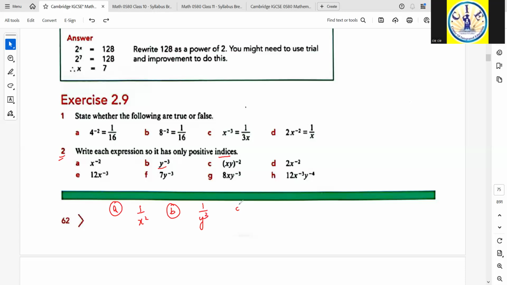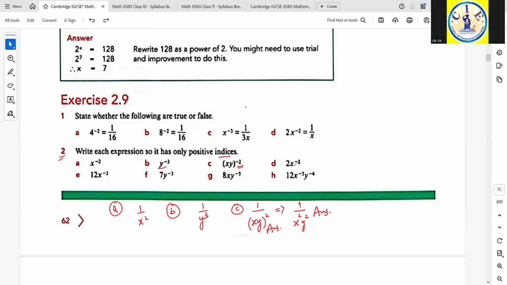Now for part C, xy whole raised to power negative 2. We can write it down as 1 divided by xy whole squared. Sorry, that was a verbal mistake. It is negative 2, not cubed. So now this can be simplified either exactly on the same pattern, xy squared, or we can split it to give us 1 divided by x squared y squared. This one is correct as well. Also this one is correct.